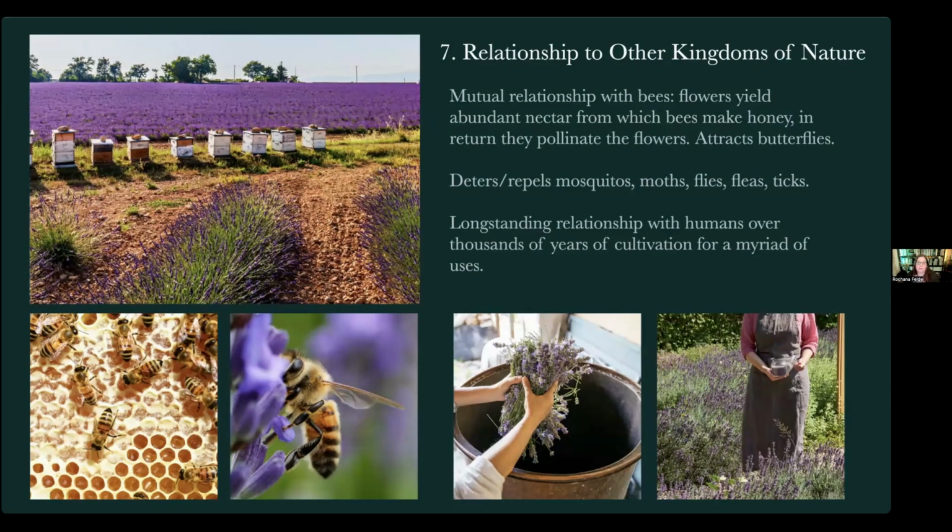If you've ever had lavender honey, they try to put the hives right next to the crops so that they can get that flavor. Interestingly, lavender also is a deterrent for certain insects like mosquitoes and moths and fleas and ticks. And so it is used in that way as well. And then we as humans have had such a long-standing relationship for thousands of years, for a myriad of uses, which we'll get into.